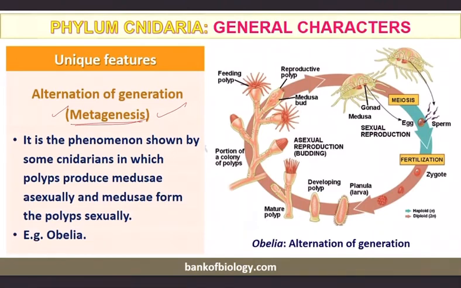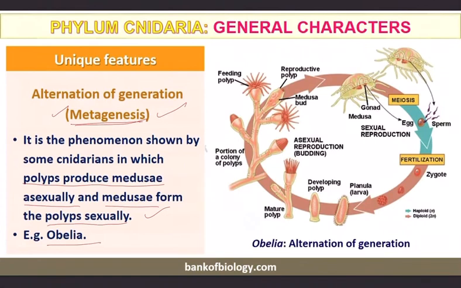alternation of generation. The other name for this is metagenesis. So you must remember this word. This is very, very important again, both for UPSC NDA as well as NEET exam. So it is the phenomenon shown by some cnidarians in which polyps produce medusa asexually, and medusa form the polyps sexually. That's why it is called alternation of generation.